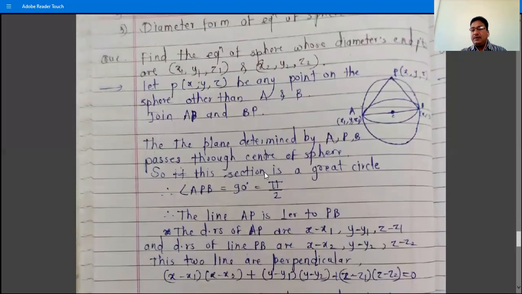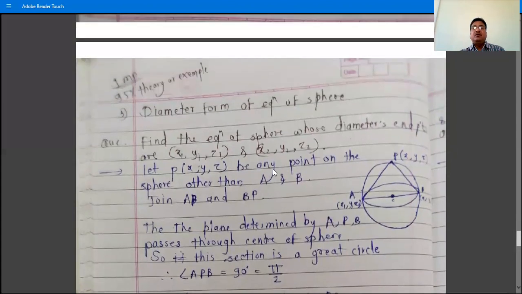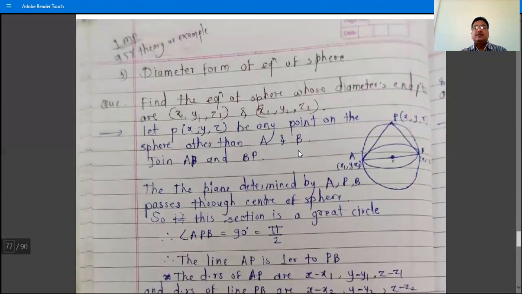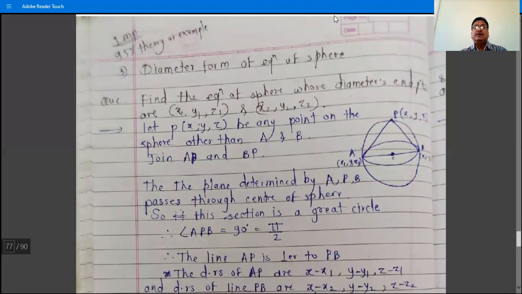The next topic is what? Diameter form of the equation of sphere. So we'll see this topic in the next lecture. Diameter form of the equation of sphere.